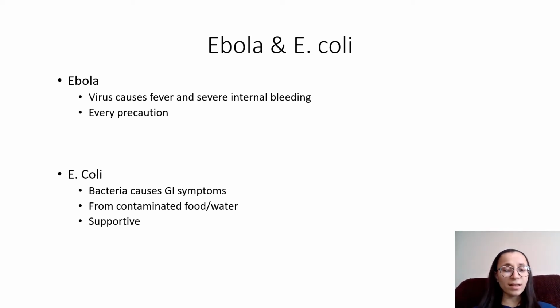The next one is E. coli. E. coli is a normal bacteria that lives in the human body. Most strains are harmless, but a few of them could cause severe abdominal cramps, bloody diarrhea, and vomiting. So just know that E. coli is a bacteria that lives in you and is mostly harmless, but some strains could cause GI symptoms. It's usually passed between people from contaminated food or water, and the treatment is basically preventing dehydration, and it improves by itself.